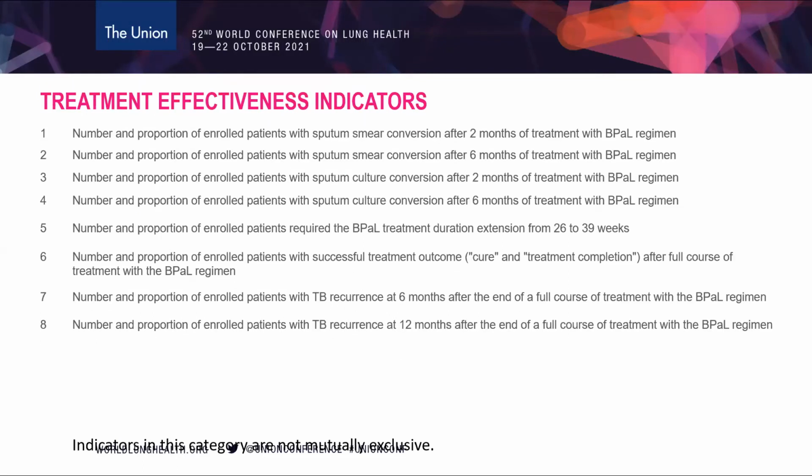And we have treatment effectiveness indicators as mentioned. We have 8 indicators here. We monitor interim treatment outcomes, end of treatment outcomes, and after-treatment follow-up outcomes. We do monitoring at month 2 of treatment, month 6 of treatment, then at the end of the treatment, and then follow-up after treatment at 6 months and 12 months.